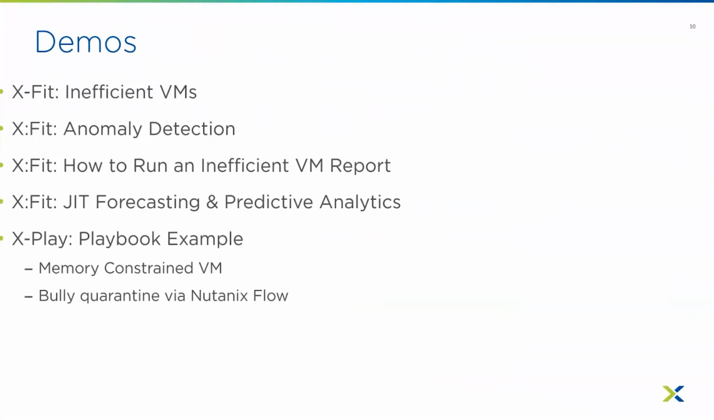And last but not least, we'll be touching upon the Crossplay, and we'll create 2 playbooks. One, how to automatically add memory to a constrained VM, and then secondly, we'll take a look at one of those bully VMs, and we'll create a playbook so that we can quarantine that VM using the Nutanix Flow product. So Flow being our microsegmentation product for AHV, the Acropolis hypervisor.